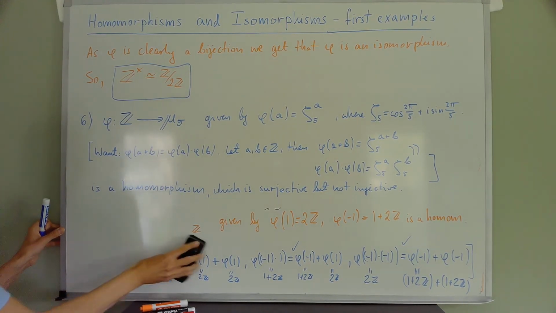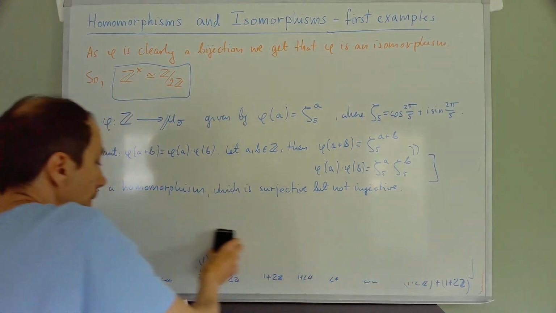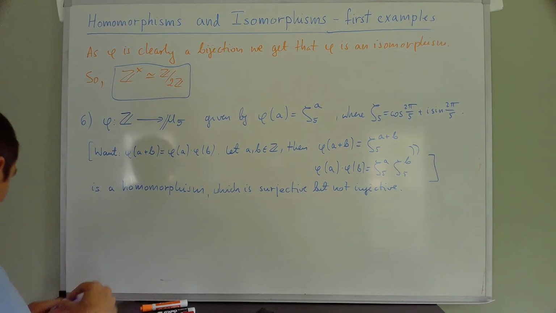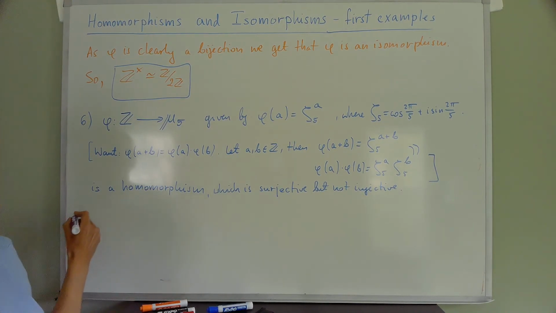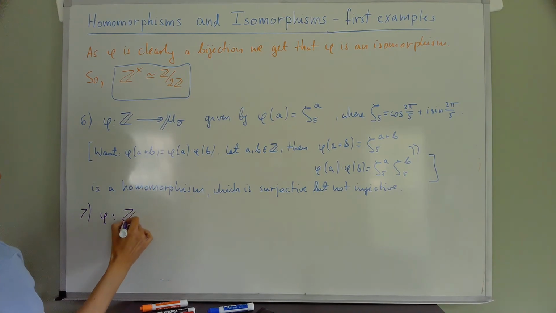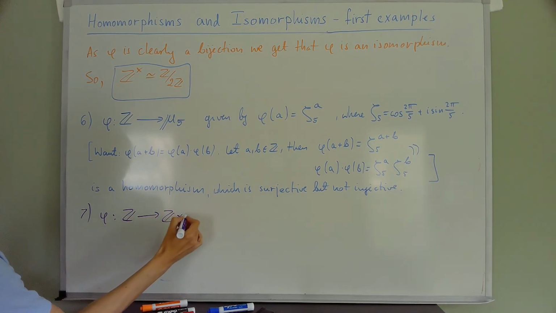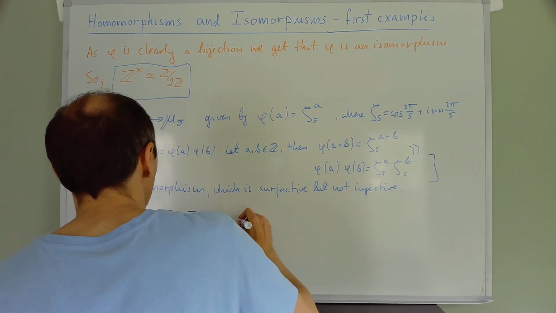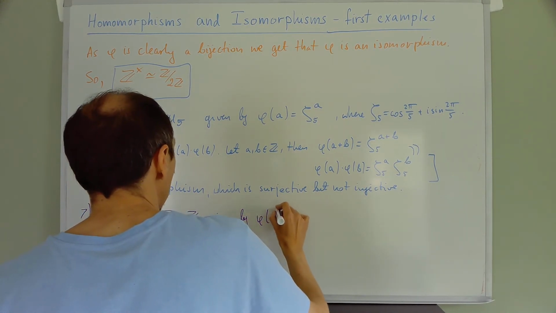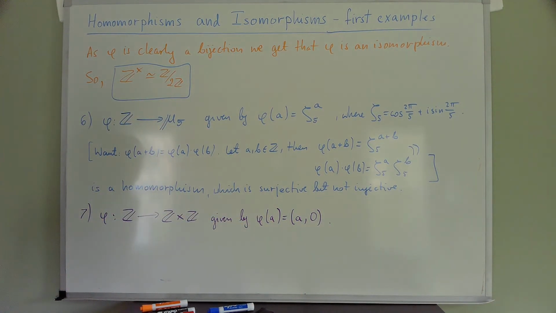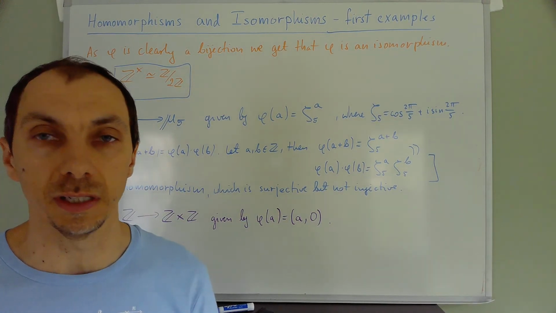All right, let's look at more of them. Seven. Phi from Z to Z cross Z, given by phi of A is equal to A comma 0. Remember, Z cross Z is a group under addition. Z cross Z is also a group under coordinate-wise addition.